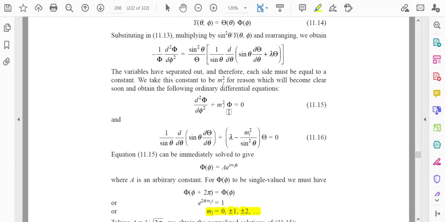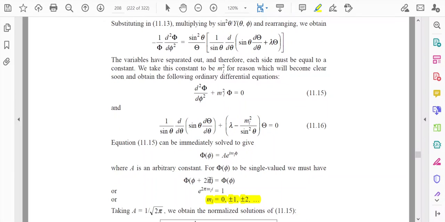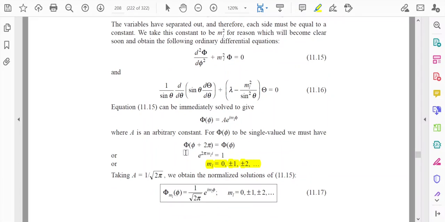Now from this equation, from 11.15, it is very easy to say that the solution capital phi will be capital A into e to the power i ml phi. What is A? A is an arbitrary constant, and if capital phi is a single valued function, then we can write capital phi in bracket phi plus 2 pi is equal to capital phi. Then if we substitute this form in this equation, because you see that capital phi small phi is equal to A e to the power i ml phi, we have to write for the right hand side here, and for this side for phi plus 2 pi you have to write phi plus 2 pi.